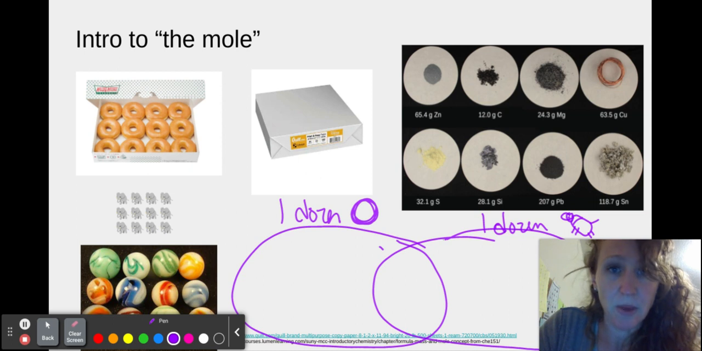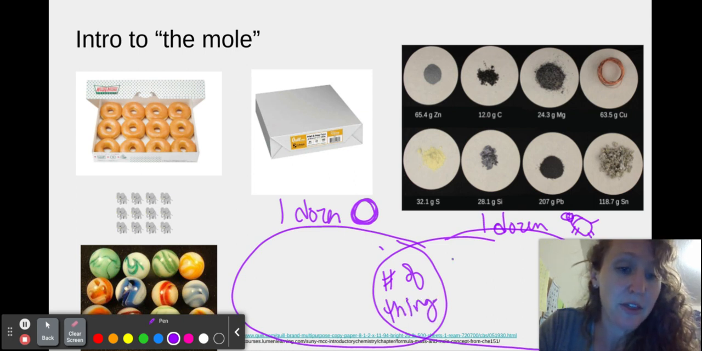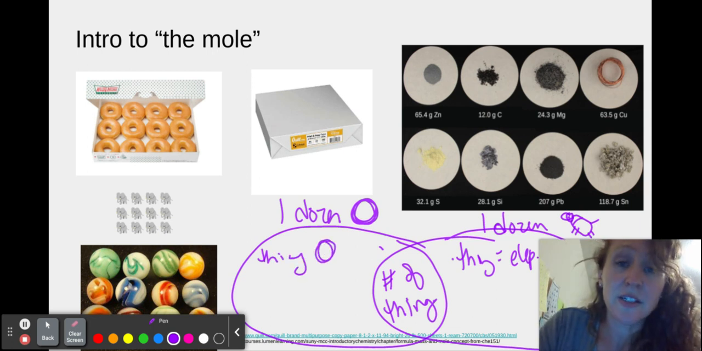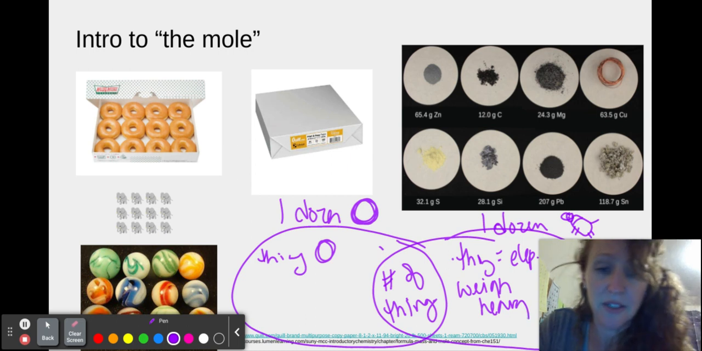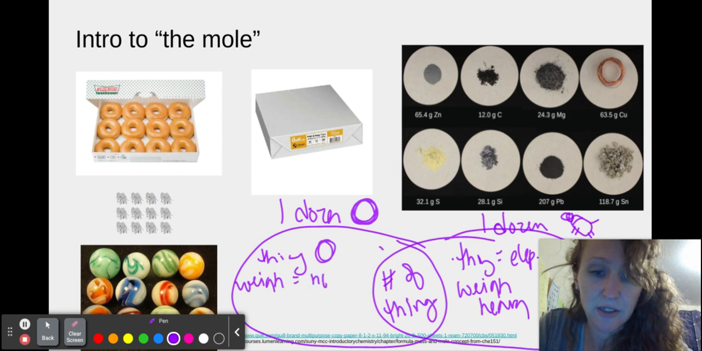Now, there's a ton of things you could come up with, but probably your similarity is going to be the number of things, right? Your differences are going to be that a thing, in this case, is elephants, and a thing, in this case, is a donut. Another difference is going to be the weight. The weight of a dozen elephants is going to be heavy. The weight of a dozen donuts is not so heavy.